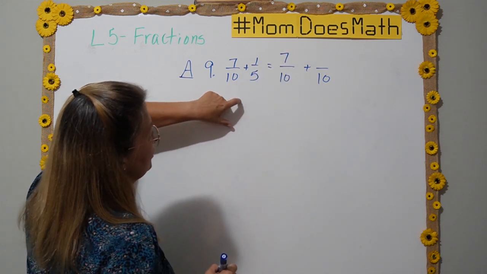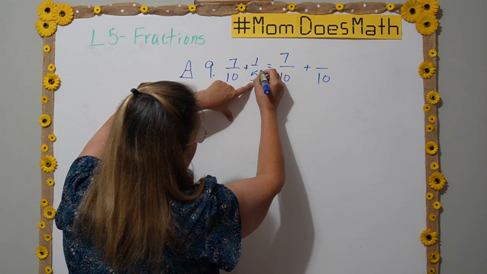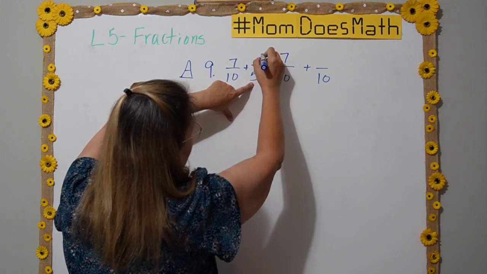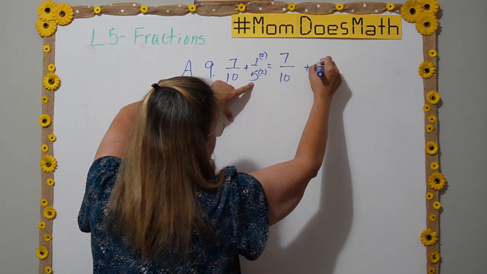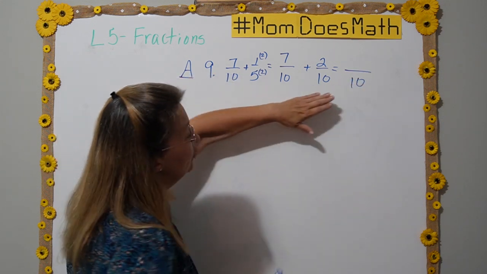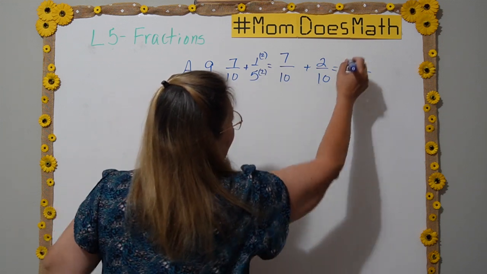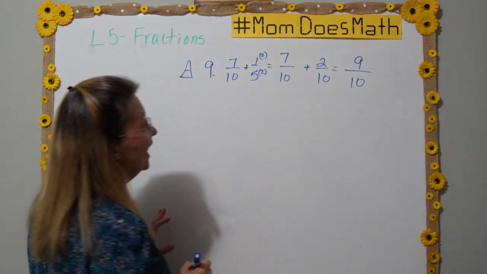That didn't change. All right, now what about 5? What did you multiply 5 by to get the new one? You multiplied it by 2. So you got to multiply the top by 2. So now you have 2. Now, remember, when you're adding, your denominators don't change, and you add the numerators. So 7 plus 2 is 9 over 10.